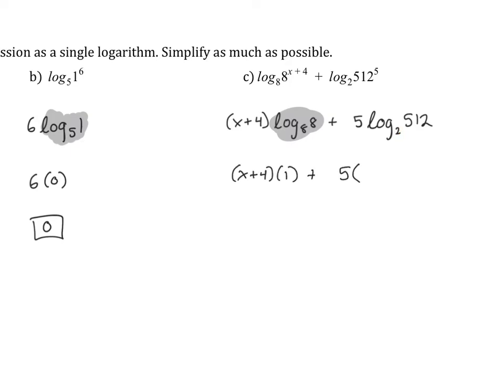Here we're essentially asking ourselves 2 to what power is 512. We'll simplify this, and it's 2 to the power of 9. All right, so from here, x plus 4 times 1 is simply x plus 4 plus 45. So this we can simplify to x plus 49, and that's as much as we can do.